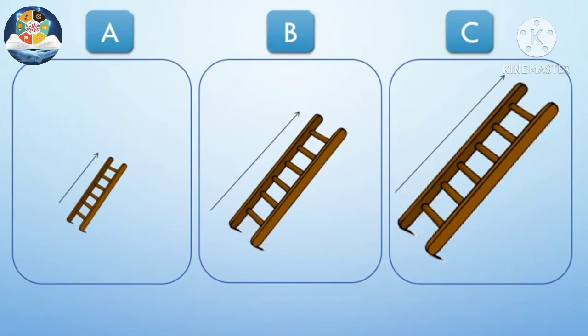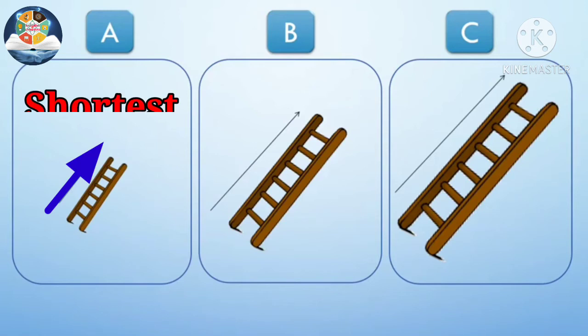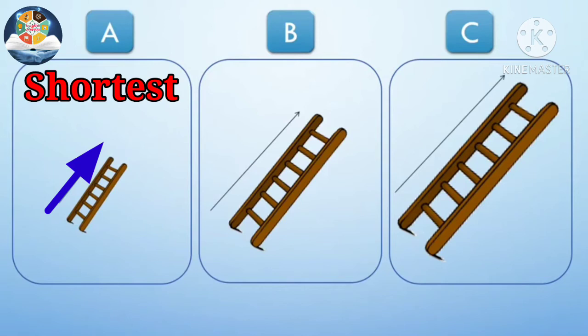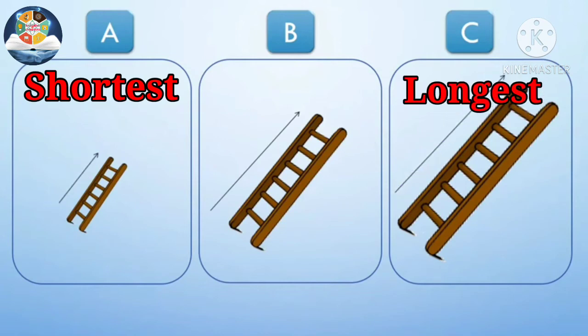In this picture, there are three ladders. The length of the ladder in box A is less than the length of the other two ladders. So, it is the shortest ladder. And the length of the ladder in box C is more than the other two ladders. So, it is the longest ladder.